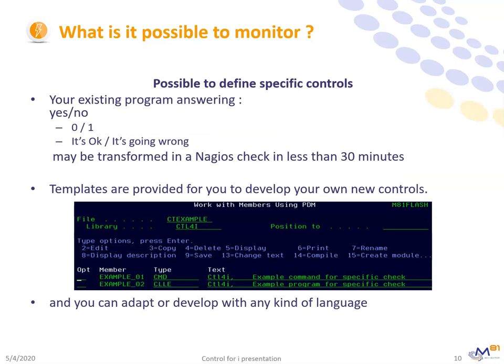If you don't find the check that you need, the product is delivered with templates. If you have any existing program written in CLP, RPG, COBOL or Java that says yes, no, 0 or 1, then in less than half an hour, it can be transformed into a Nagios check.